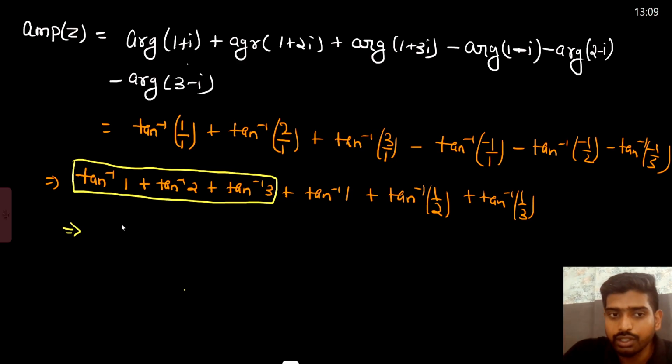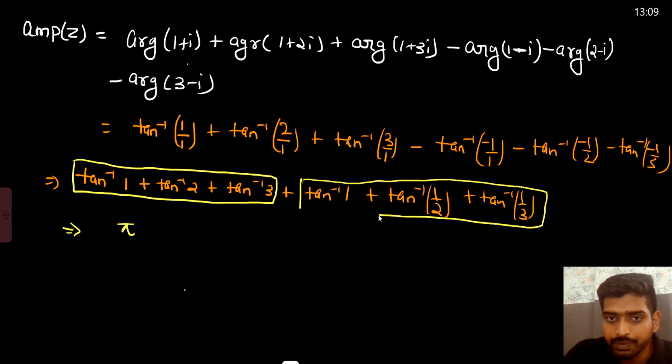While teaching inverse trigonometric functions, I told you to remember this value as a standard result. If you don't know the proof, I gave the proof in the i button also. You can click there and check how this comes as pi. And tan inverse 1 plus tan inverse 1 by 2 plus tan inverse 1 by 3 is equal to pi by 2. So if we add both of them, here I'll get 3 pi by 2.